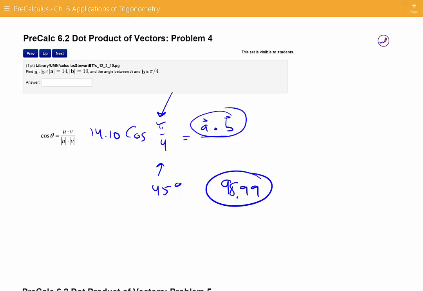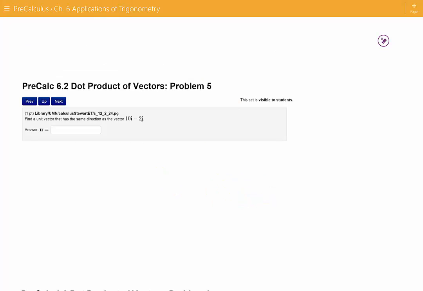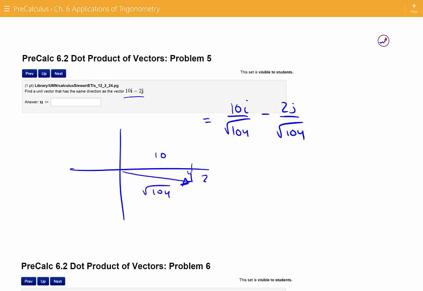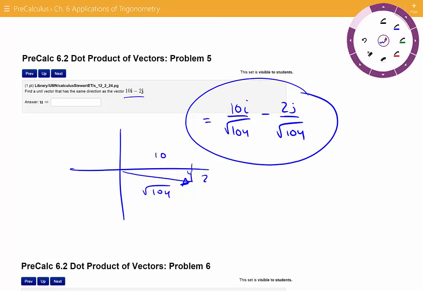All right, the next problem wants us to find a unit vector in the same direction as this vector. So all we do is find the magnitude and divide the vector by the magnitude. This vector goes over 10 and then down 2. All I have to do is find the magnitude, which is the square root of 104 if you do the Pythagorean theorem. And all you have to do is divide, so you have 10i, and you end up with this right here. Now it will be a unit vector in the same direction. It's only 1 unit long.